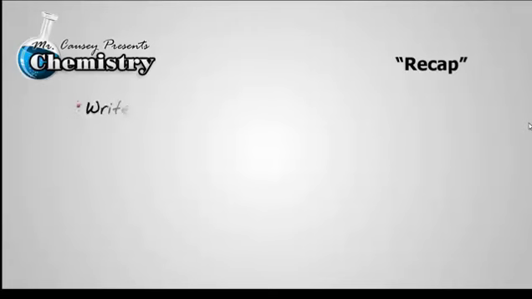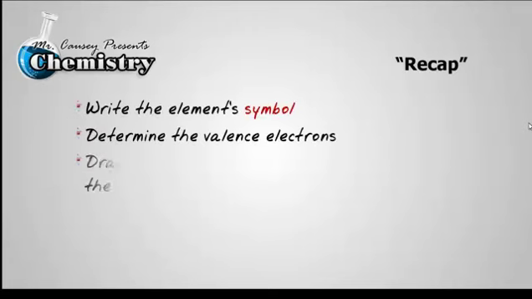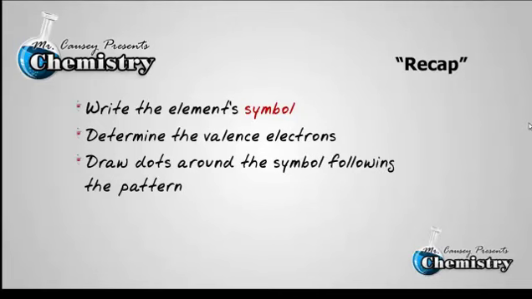All right, let's recap. You write the element symbol. You determine the valence electrons. You then draw the dots around the symbol following the pattern that was described here in the video.